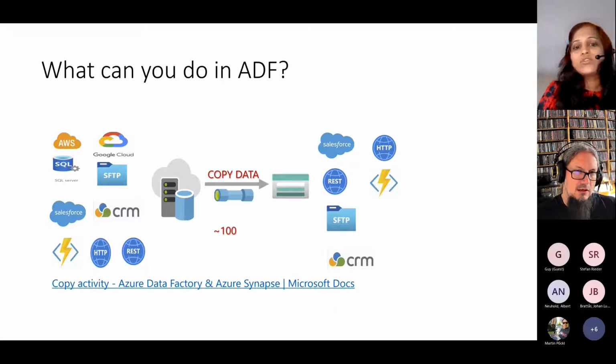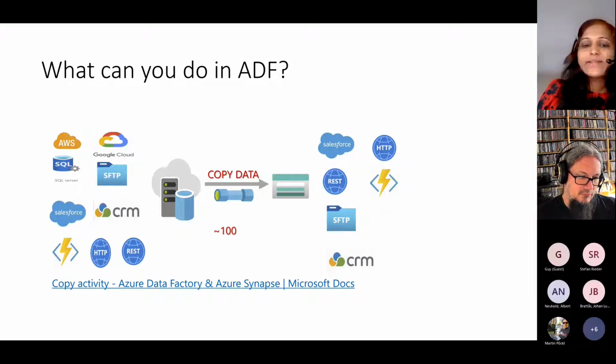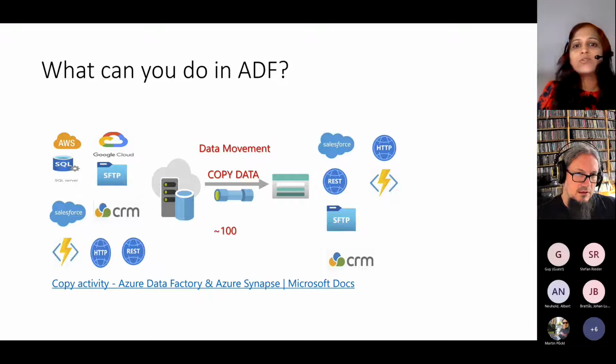So this is the link which will help you to find out which data source you use as a source or as a sink or both of them for a copy data activity or copy activity. And this is called data movements. So you can do data movements in Azure Data Factory, and you can do it very, very quickly if you use a no code or low code solution.